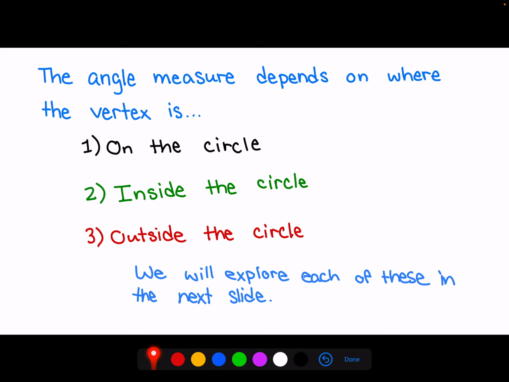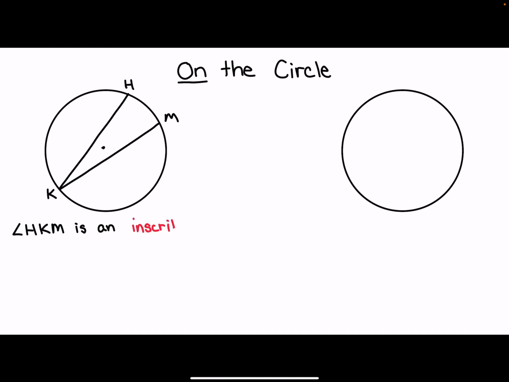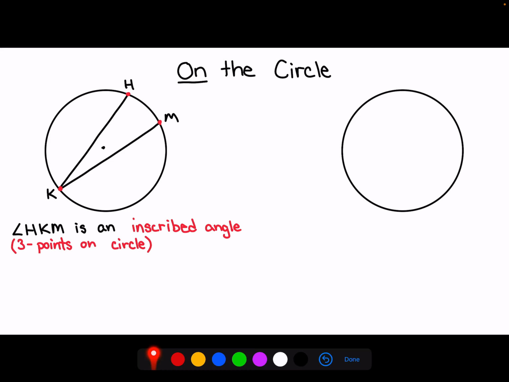We're going to explore these three different scenarios on the next couple slides. And these three scenarios, each one of these will have a different equation. So we'll be coming back here to make sure that we give each of these an equation later on, so we have an easy place to find those in our notes. So the first situation that we have is when we are on the circle. So if we are on the circle, that again means that the vertex itself is on the circle. So for this first one, I have angle HKM. HKM is called an inscribed angle. An inscribed angle just means that all 3 points are on the circle. So angle HKM is an inscribed angle.